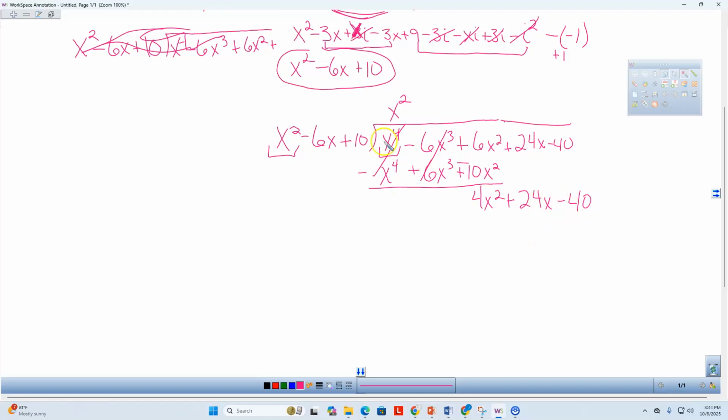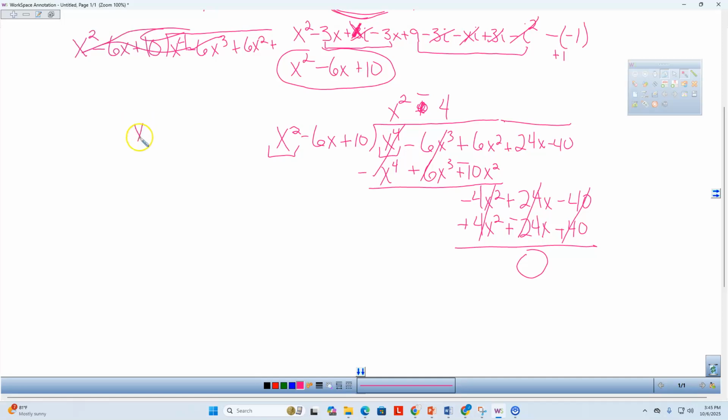Alright. What times x squared equals 4x squared? Well, 4. Oh, I'm sorry, that's a negative 4. So negative 4 times x squared is negative 4x squared. Negative 4 times negative 6x is positive 24x. It's working. Minus 40. Change all my signs and they cancel. Good, I had a remainder of 0. That's very important. It's good to see.